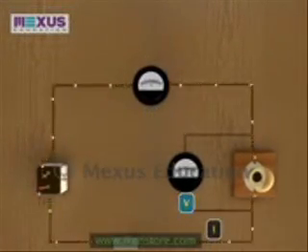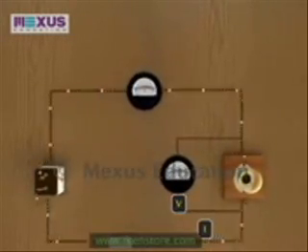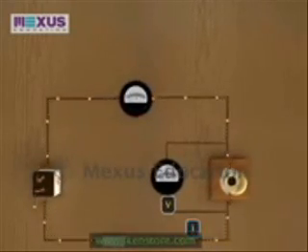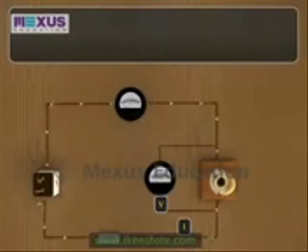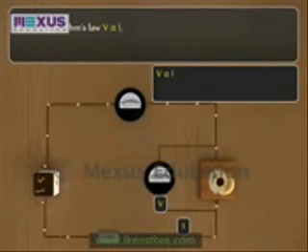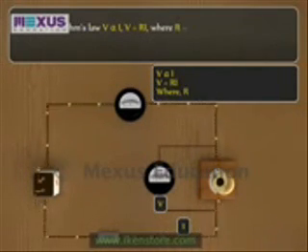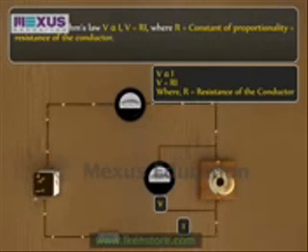Let V volt of potential difference be applied across the terminals of a conductor when I ampere current flows through it. Then, according to Ohm's law, V is proportional to I. V is equal to the product of R and I, where R is the constant of proportionality and it is equal to the resistance of the conductor.